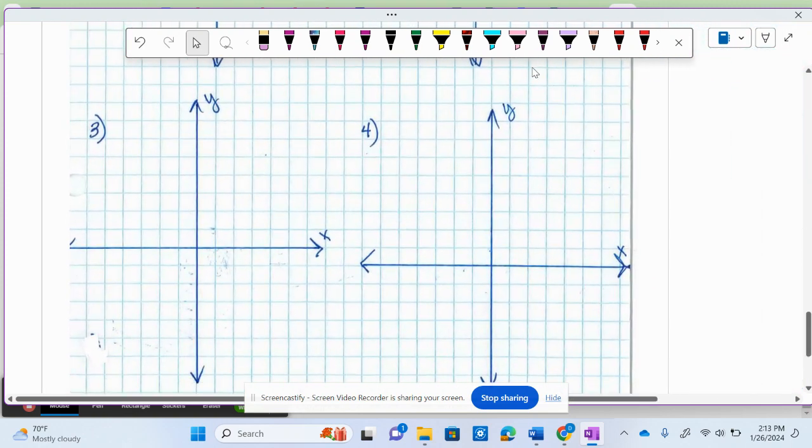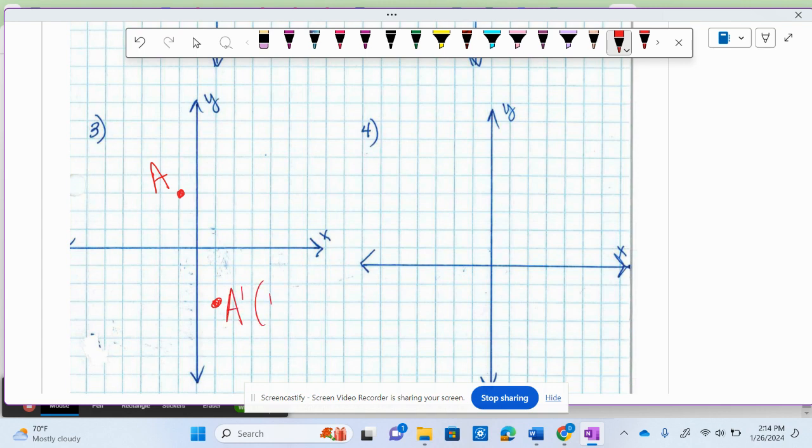Number 3. Point A is rotated 180 degrees in a counterclockwise direction around the origin. If A started out as the ordered pair -1, 3, what are the coordinates of A prime? I'm rotating it 180 degrees. Where's it going to end up? It's going to end up in quadrant 4 at the point 1, -3.